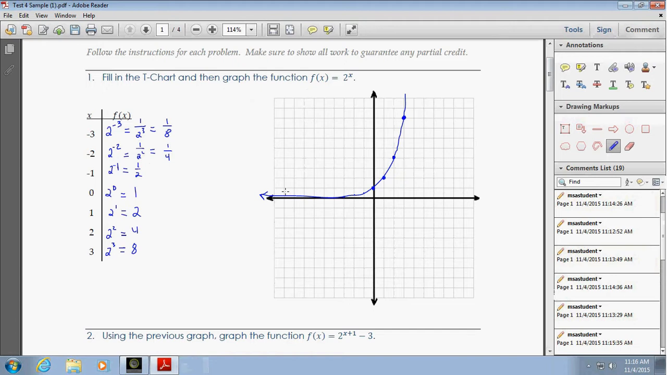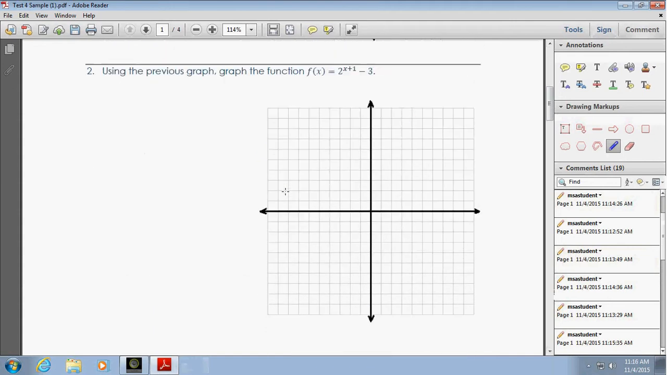All right. So, using the previous graph, graph the function 2 to the x plus 1 minus 3. This is just a translation problem. So how are we translating? Do we have a vertical translation? Do we have a horizontal translation? Do we have both? We do.